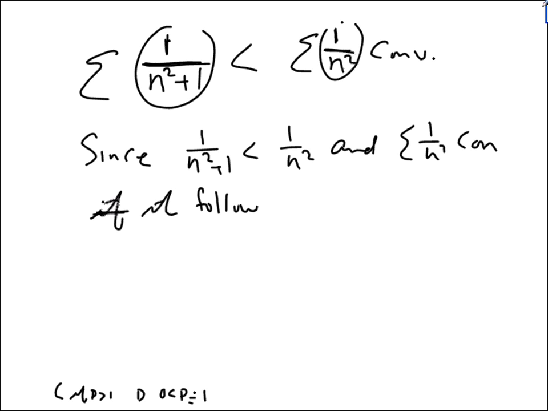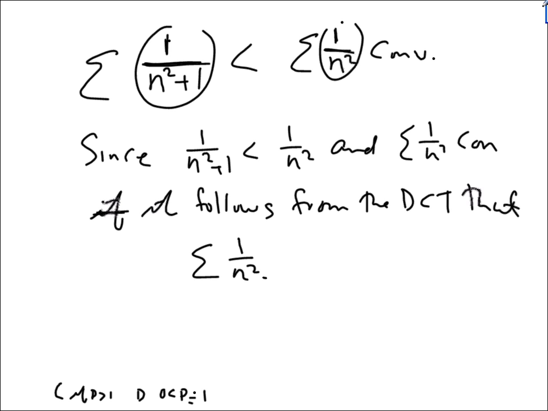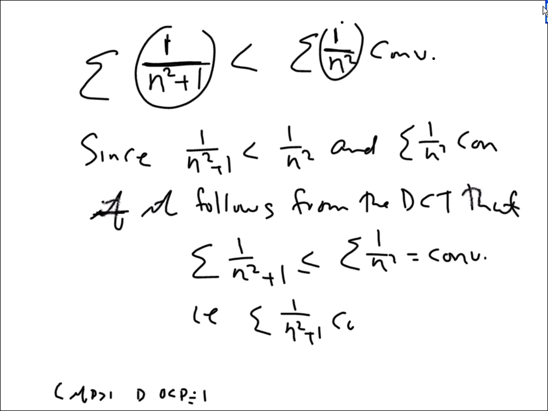it follows from the direct comparison test that the summation of 1 over n squared plus 1 is less than or equal to the summation of 1 over n squared, which converges. That is, the summation of 1 over n squared plus 1 converges. This, term by term, is smaller than a known convergent series.